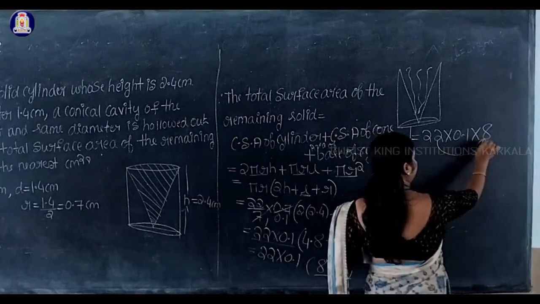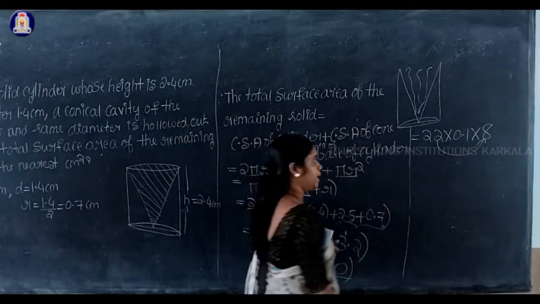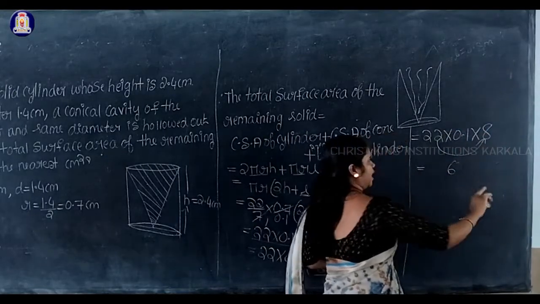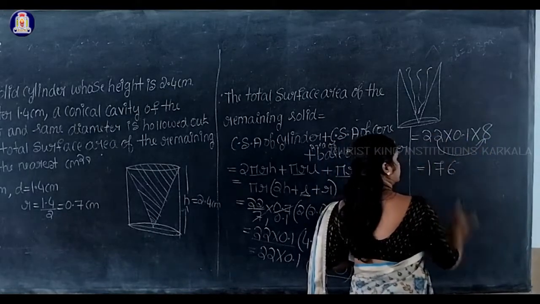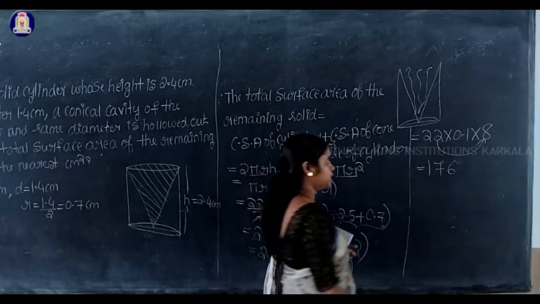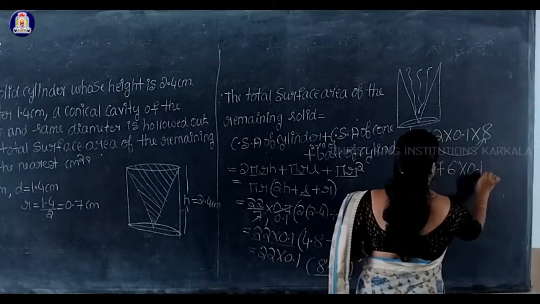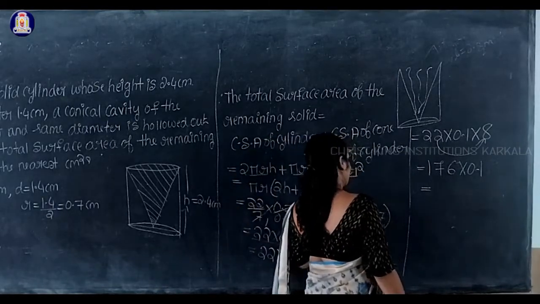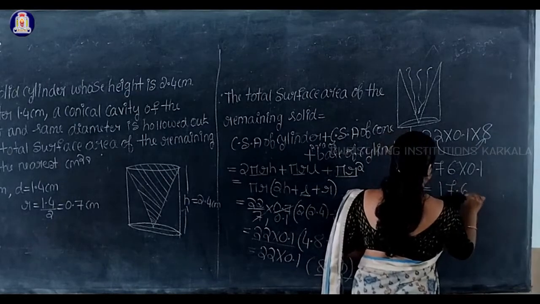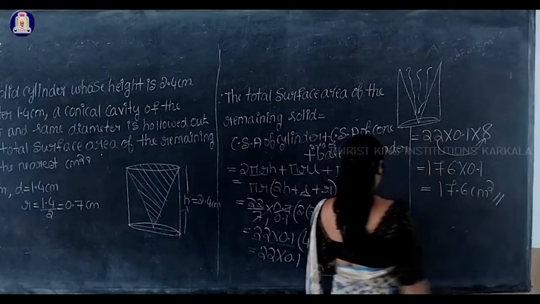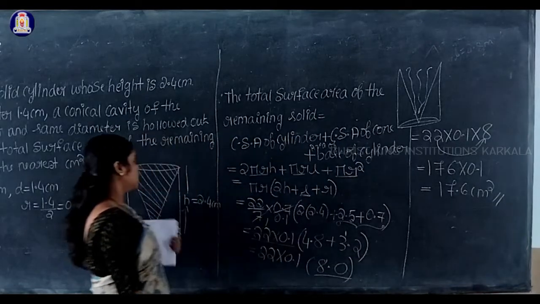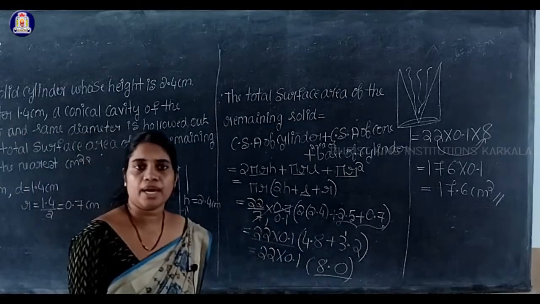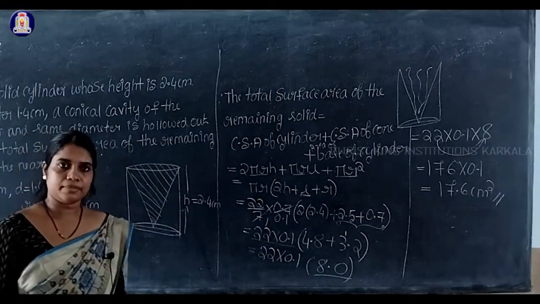So now multiply 22 into 8, how much? 22 into 8, how much you will get? 8 2s are 16, 1 carrying, 8 2s are 16, 16 plus 1 is 17, so I will get 176 into 0.1. So 176 into 0.1 equal to how much? 17.6 centimeter square. Okay, so this is your answer. So therefore what is the area of the remaining portion? The area of the remaining solid is given by 17.6 centimeter square.